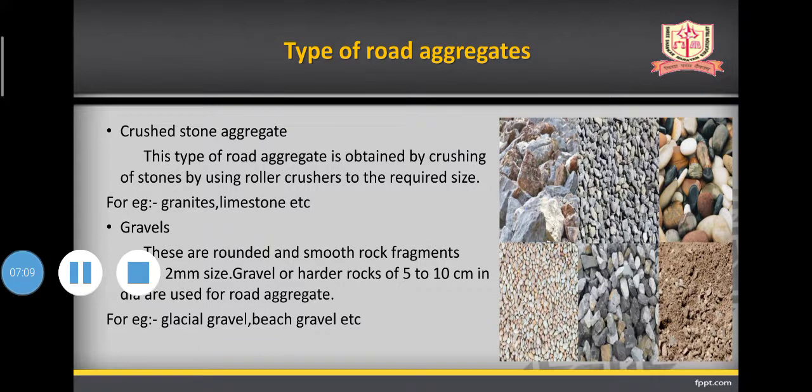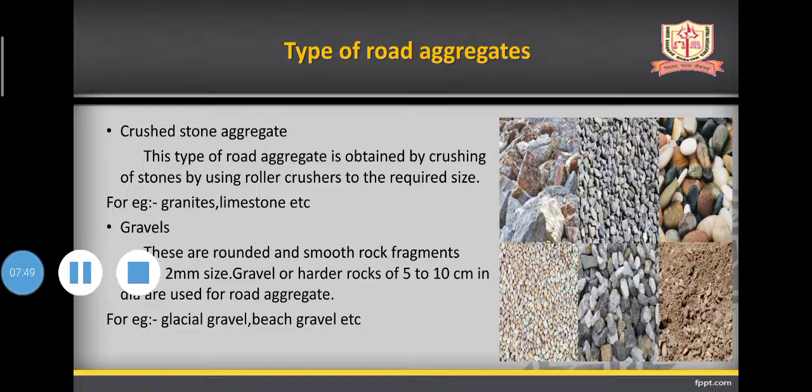Now, the types of road aggregates. The first type is crushed stone aggregate. This type of road aggregate is obtained by crushing stone using a roller crusher to a required size. We can make it whatever size we require by simply crushing a big stone into small pieces with the help of a roller crusher. The stones we use for this are granite, limestone, etc.